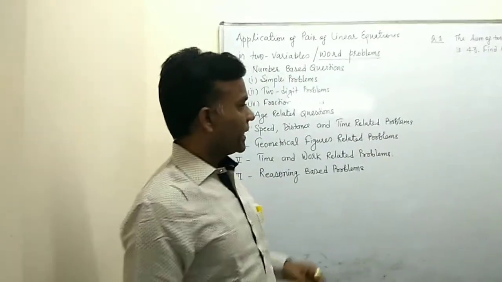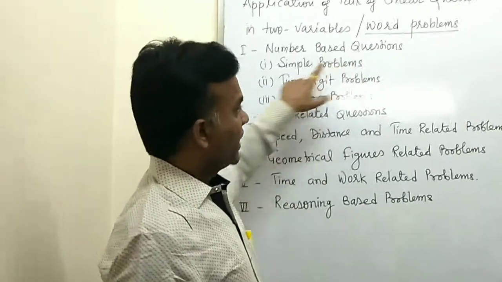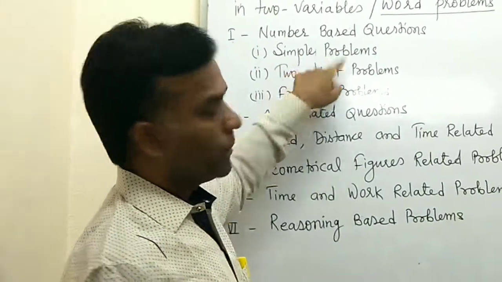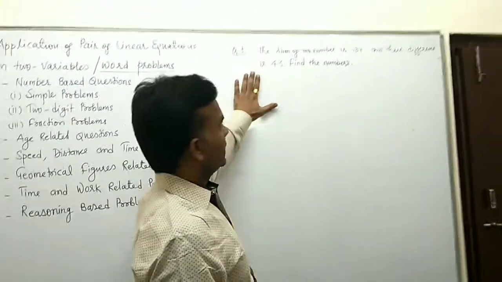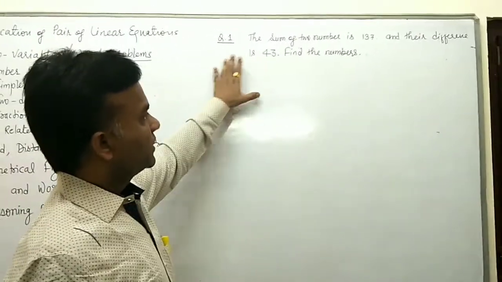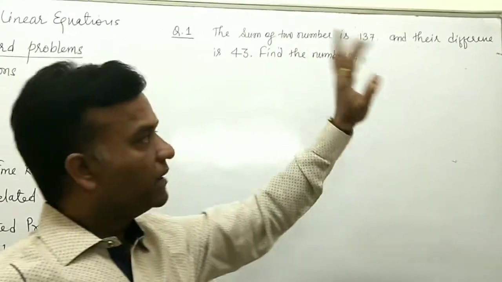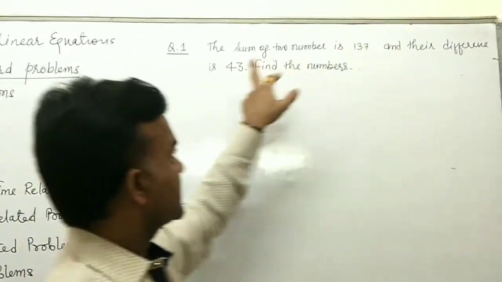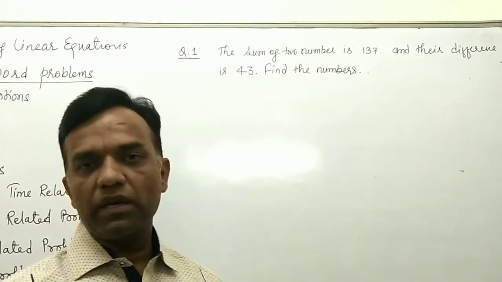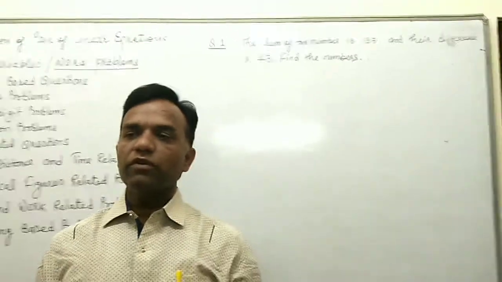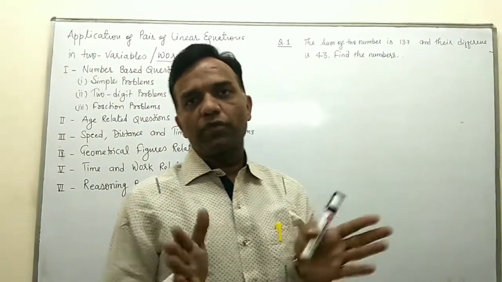Now the first variety is number based questions, in which we include simple problems. Here is one question, write it down: the sum of two numbers is 137 and their difference is 43. Find the numbers. Here we don't know the numbers. First you distinguish the statement, because there are two options here.